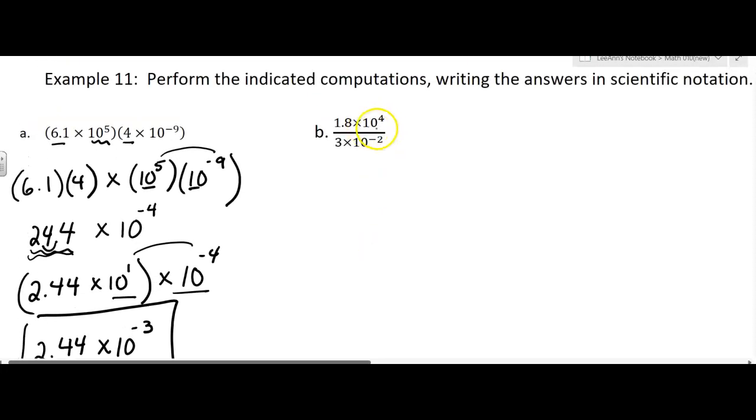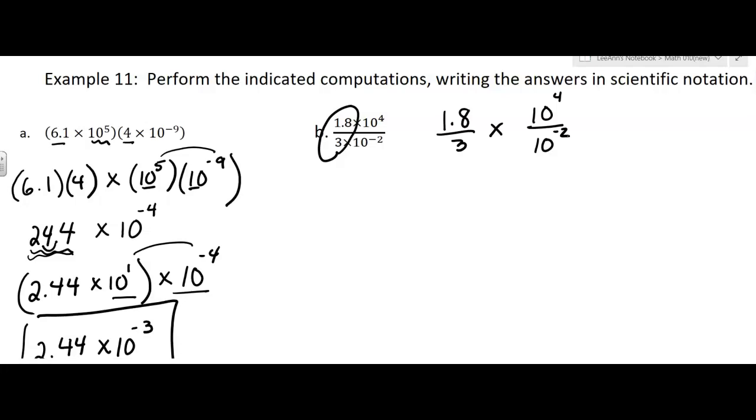All right, now let's look at this problem. We have 1.8, and we want to divide that by 3. We want this part. And then we're going to be times 10 to the 4th over 10 to the negative 2. Now, if I don't know what 1.8 divided by 3 is, I just go to my calculator. It's going to be 0.6, but let's just write it. Times 10 to the, now we would have to go 4 minus negative 2, right? So that's going to be 10 to the 6th. Again, you could do that on the calculator.